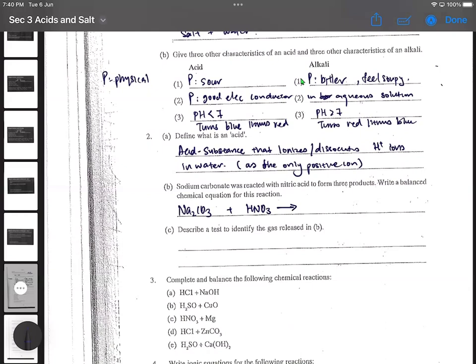This is the chemical equation. Can we try to write this up? I'll give you all a minute to do this. The ions that you need: sodium ions, carbonate ion looks like this, nitrate ion, H+ ion. So these are the ions that you need. I'll give you all a minute to sort this out. Let me go through.